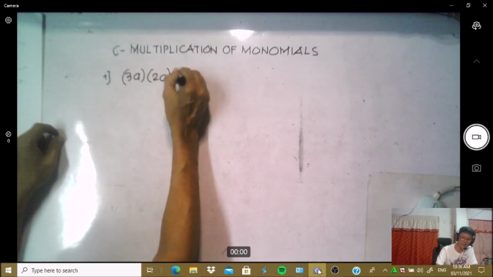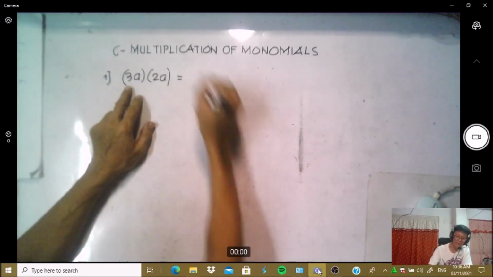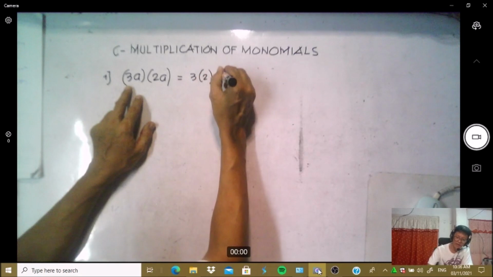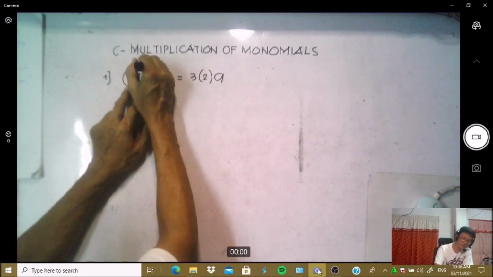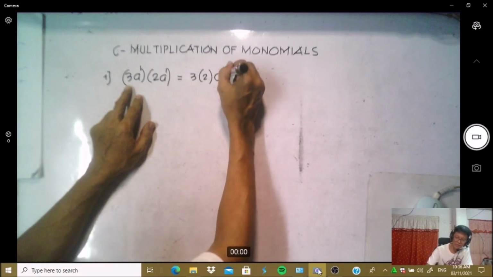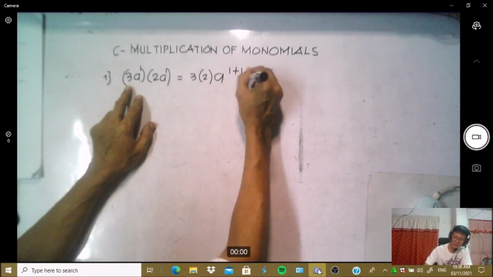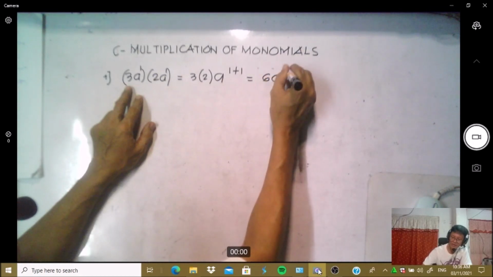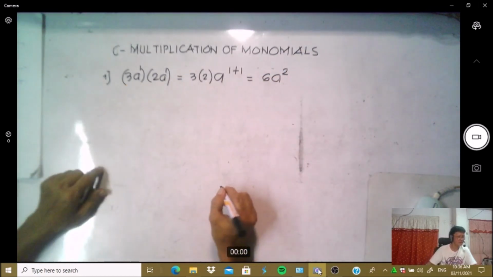So just multiply the coefficient, 3 multiplied by 2. Then we have a. It is understood that there is 1 here, and we have exponent 1 here. So we just add the exponent, 1 plus 1. And therefore, we have 3 times 2 is equal to 6a squared. And that is our answer.